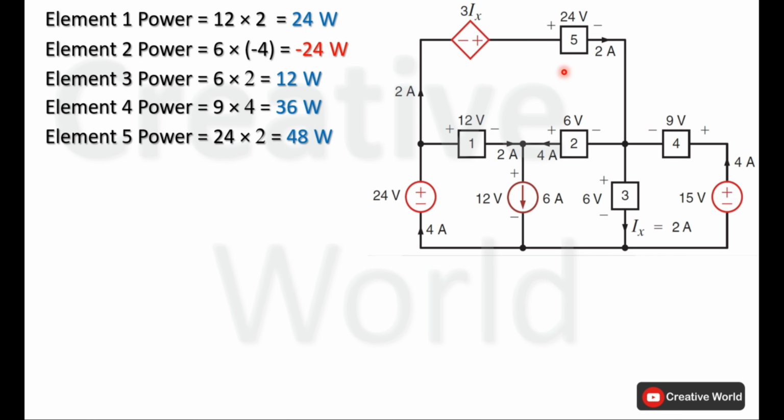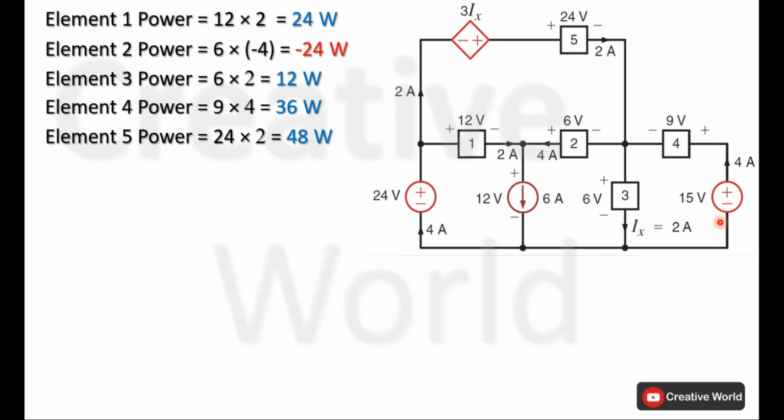Next is element 5. Voltage across element 5 is 24 volt and current through it is 2 ampere. This current is entering from the positive terminal and leaving from the negative terminal, so this current will be taken with positive sign. Power of element 5 will be 24 multiplied by 2, that is 48 watt. Because of positive sign, this power is being absorbed by element 5.